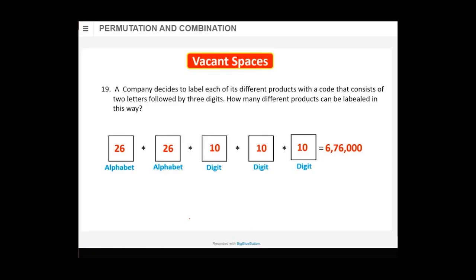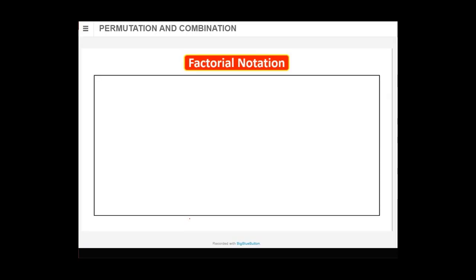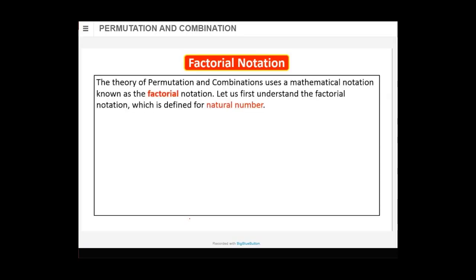Okay. Now let's come to factorial notation. In this permutation combination, you'll require factorial, and maybe, in fact, all of you must be aware about this factorial. Okay. Still, I'm explaining it fast. Theory of permutation and combination uses a mathematical notation known as factorial notation. Let us first understand the factorial notation, which is defined for natural numbers. Factorials are defined for natural numbers. Natural number means 1, 2, 3, 4, 5, and so on. Exception is 0.